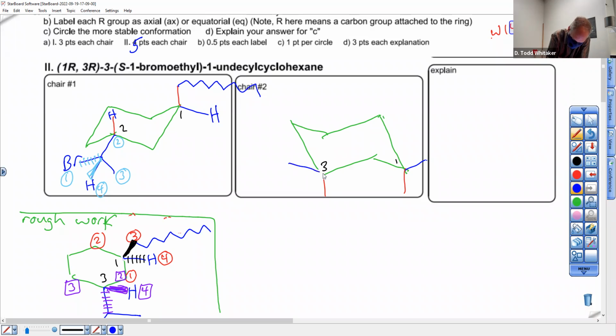Hey, which of these two is up? The blue, right? The up has to be the undecyl. 2, 3, 4, 5, 6, 7, 8, 9, 10, 11. Verify. 1, 3, 5, 7, 9, 11. And the H down. And the group down on this one, the H up.